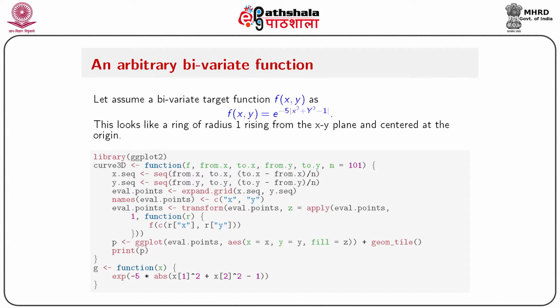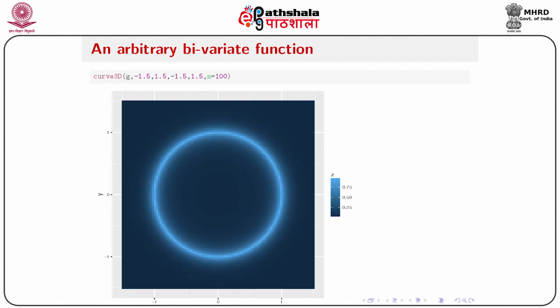And the function, this f(x, y) function, is defined as z equals a function of x, e to the power of x times the absolute value of x squared. Here x is actually x1 and x2, that is x and y combined. I am keeping a single argument, but it will have two components, x1 and x2, that is x and y as per the function. If you just draw it from minus 1.5 to 1.5, and n equals 100, that will give you this 3D plot. So this is the bivariate function of the arbitrary equation that I assume.